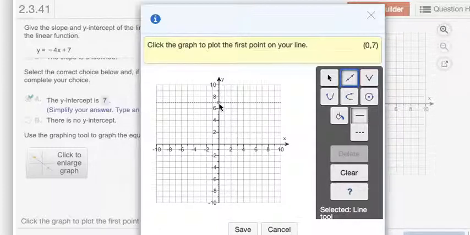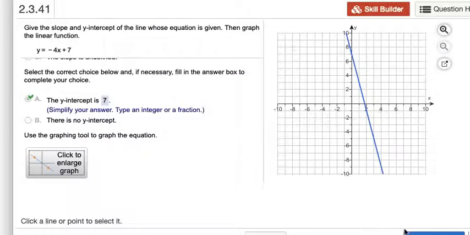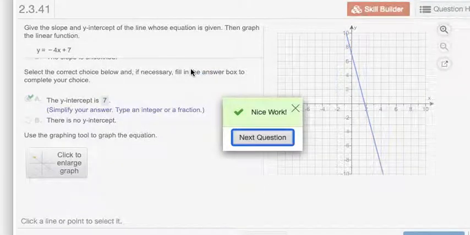So my y-intercept here is 7, so I'm going to plot the point there. Then I'm doing negative 4, so that's going to be down 4 and 1 to the right. If the slope is a whole number, then you can think of it as being over 1. And that's my line. So I click on save, and that's my answer.